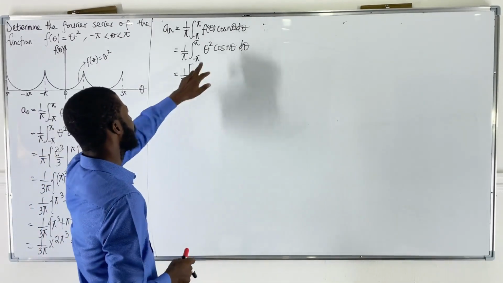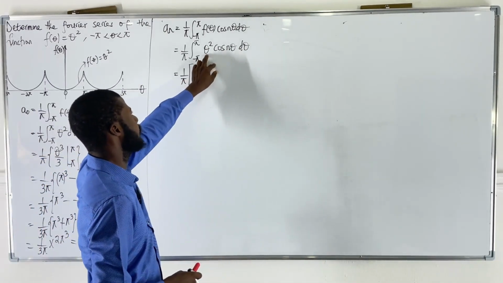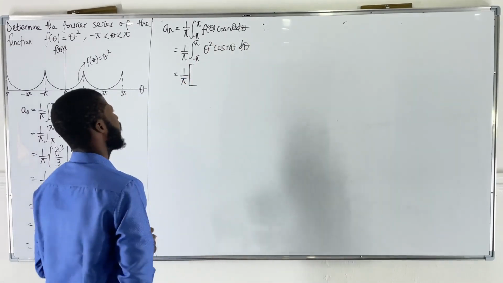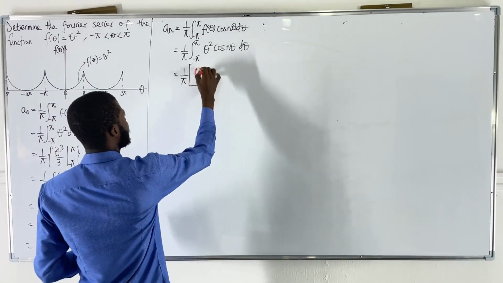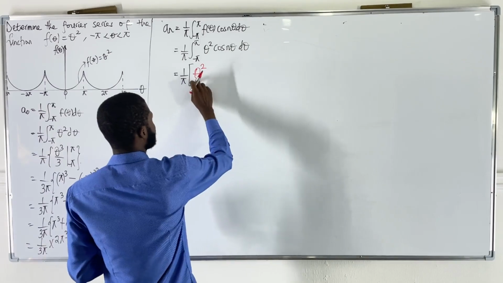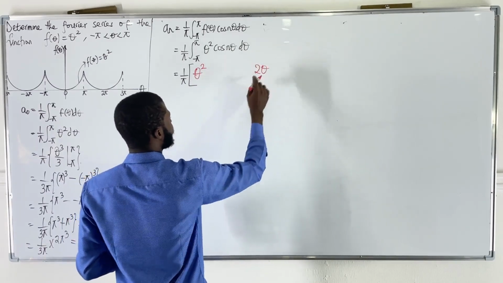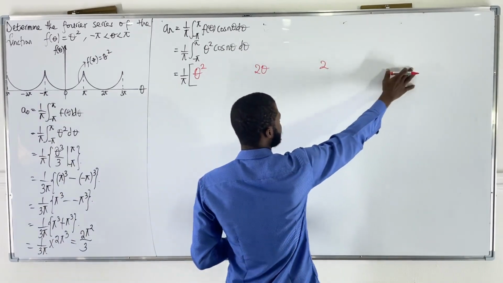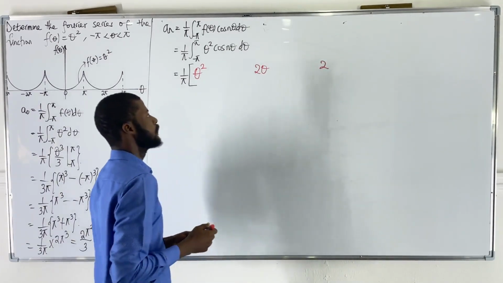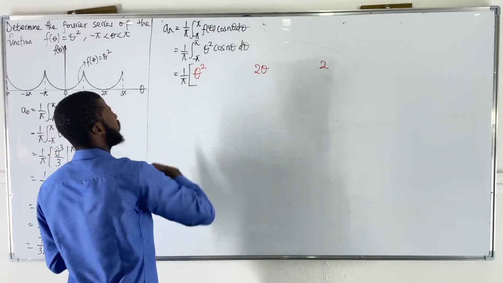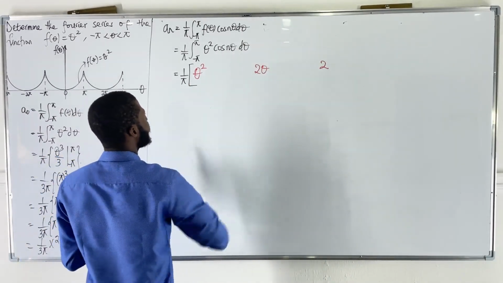This guy you see here, theta squared. So we're going to write theta squared. Now differentiate theta squared. The first time, you're going to have 2 theta. Differentiate 2 theta, you're going to have 2. Differentiate 2, you're going to get 0. But you don't want to write 0. So this is what you get when you differentiate. The next is for us to integrate. So this is cos n theta.